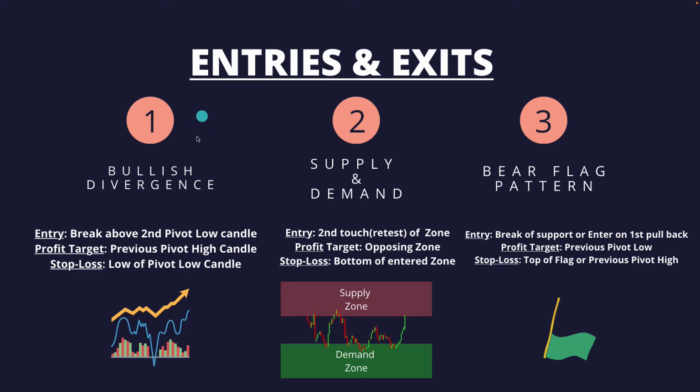So for this video, let's go over the entries and exits. So the entry for the bullish divergence is a break above the second pivot low candle. The profit target is going to be the previous pivot high candle, and the stop loss is going to be the low of the pivot low candle. For the supply and demand zone, we're going to do the second touch or the retest of the zone.